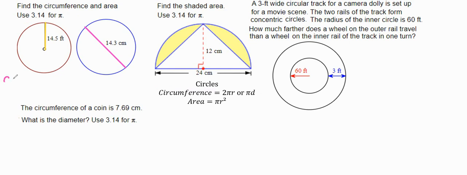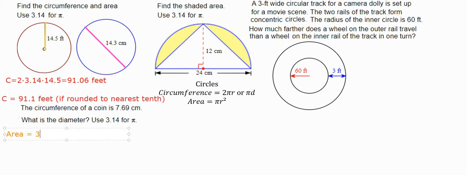So to find the circumference of the circle on the left, we already have the radius, so we're going to do 2 pi r, or 2 times 3.14 times the radius, which is 14.5. And that's going to be 91.06 feet. And if they ask you to round it to the nearest tenth, then it would be 91.1 feet.